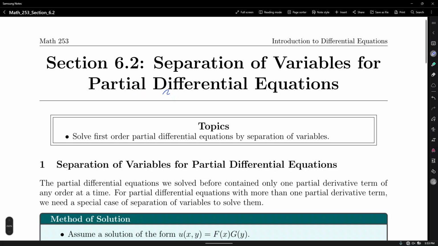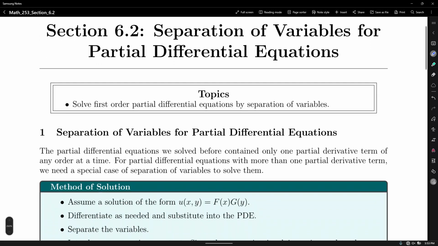All right, in this section, we discuss separation of variables for PDEs, which is an interesting process. It's solving a more interesting type of equation because, well, what's different, first of all, in this section versus what we did before? The equations we solved in the previous section just include one partial derivative term of any order at a time.